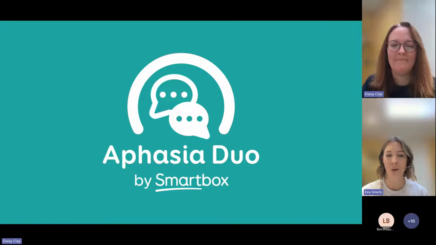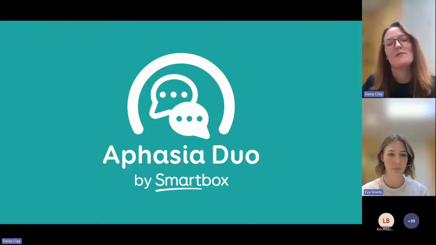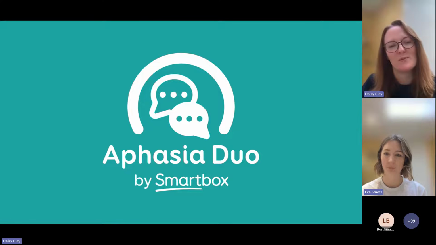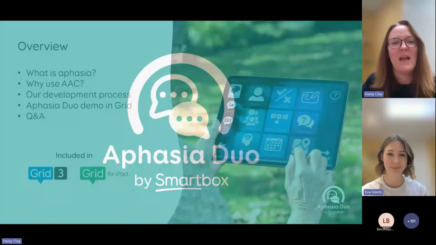The name Aphasia Duo relates to the idea of a duo or a dyad of people, so not just the person with aphasia, but also their communication partners. So it's designed to be used together to help support and co-construct communication. Yeah, absolutely. And I think that will become really apparent as we're going through the grid sets and looking at all of the tools that are included.